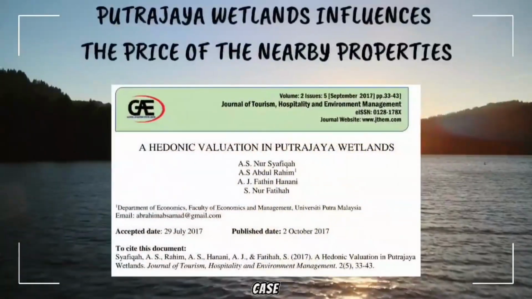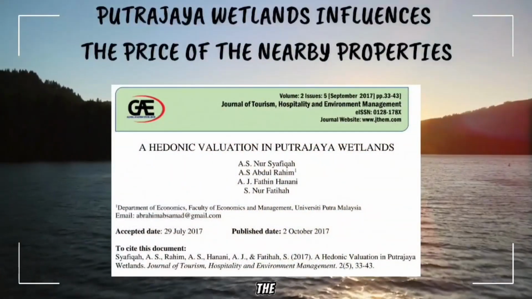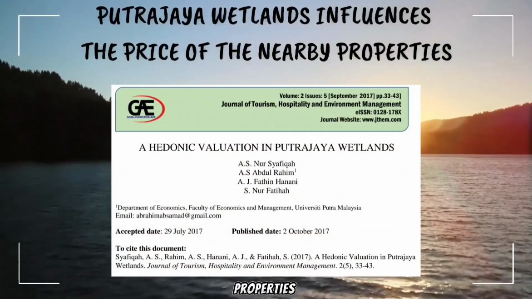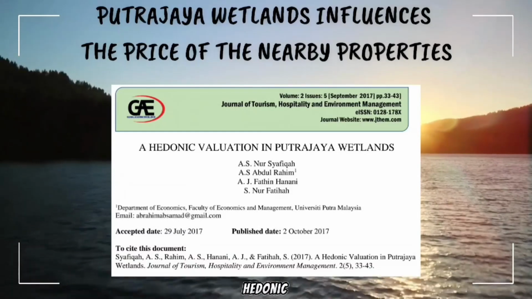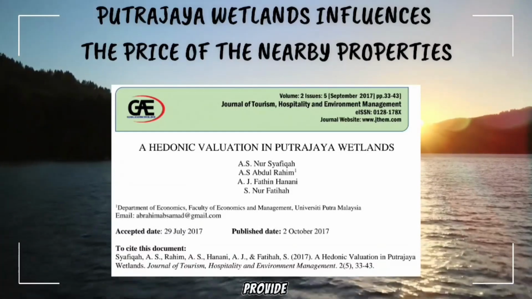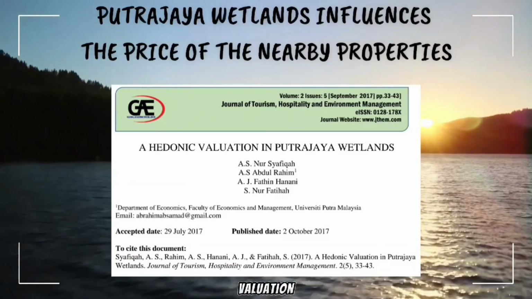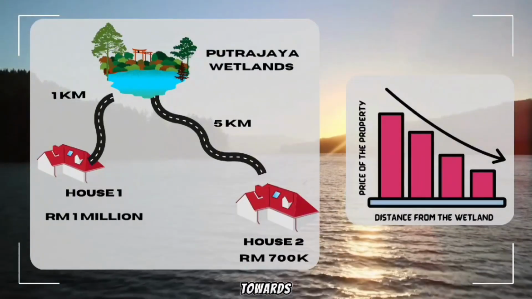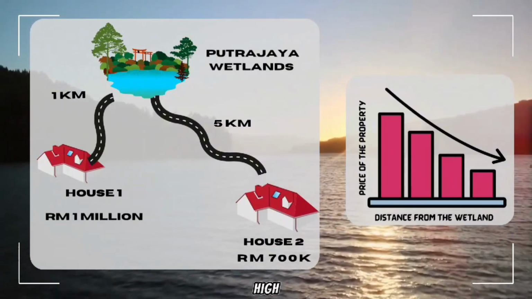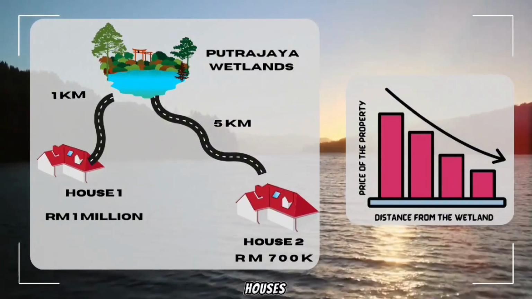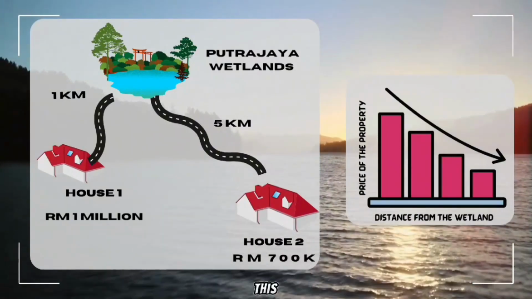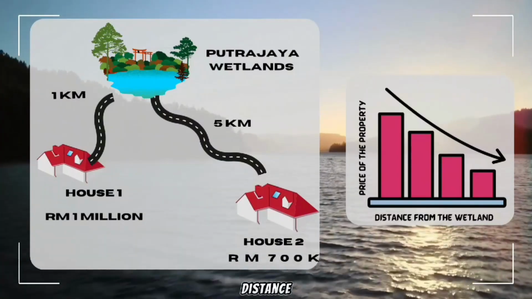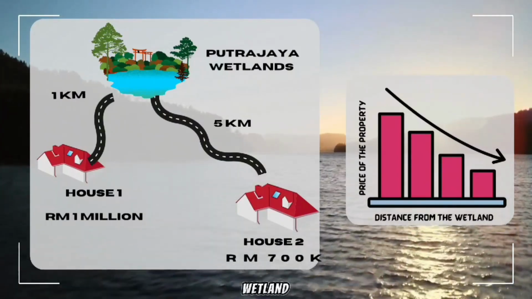And the final case is the study to determine whether the Putrajaya wetland influences the price of nearby properties. This study ensures that the hedonic pricing method can provide a strong basis for property valuation. Thus, it's proved that houses near the Putrajaya wetland are high in price compared to houses which are far from the wetland. In this study, it shows that the price of the property is lower when the property is far from the wetland area.